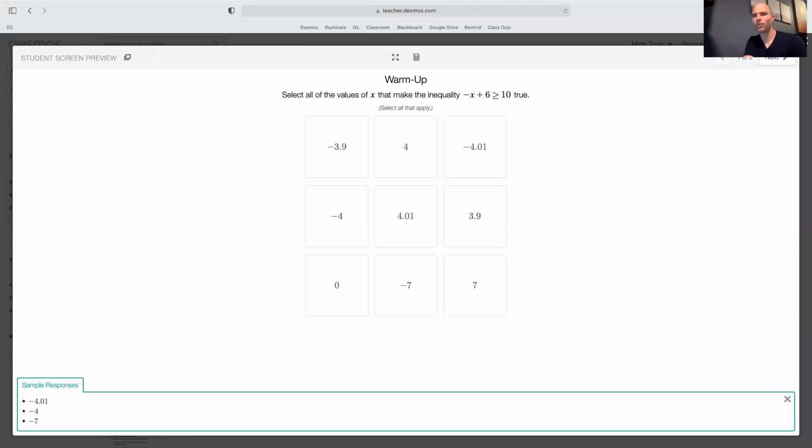Hey everyone, let's do the lesson 16 practice. I'm going to do it online this time rather than in the book.